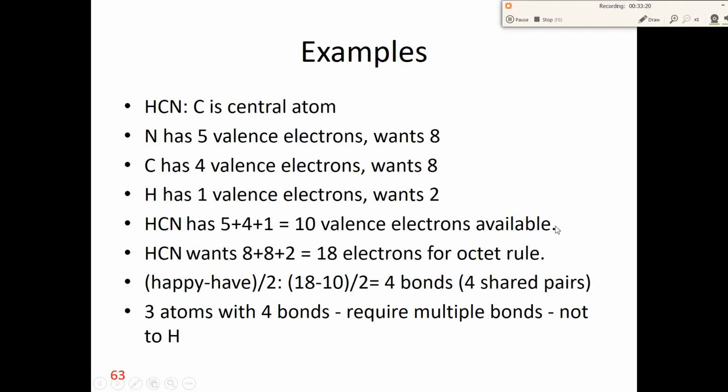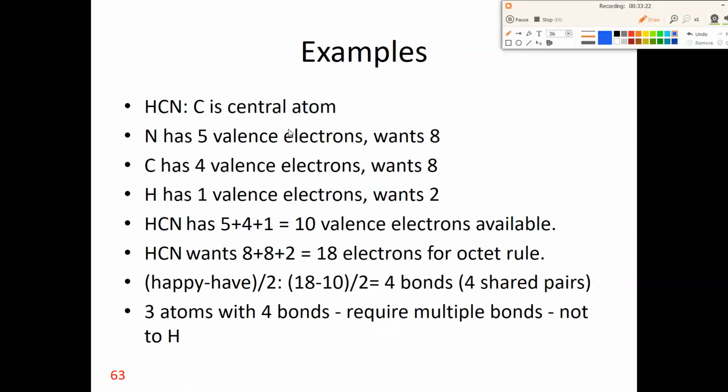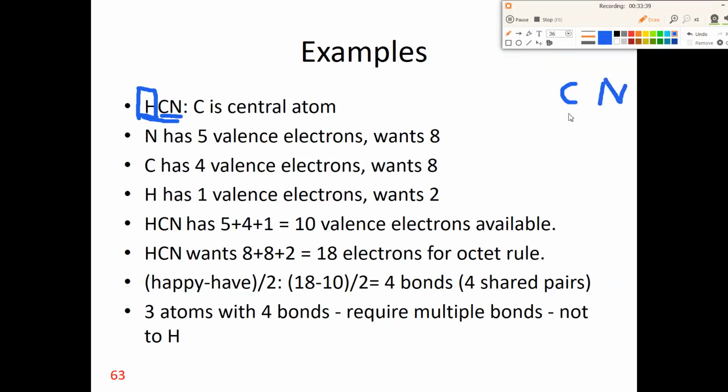Right, here's the example: HCN. Remember, hydrogen is always terminal, so we don't need to worry about hydrogen. So between carbon and nitrogen, which remains central? Just check the periodic table: carbon is on the left-hand side, so carbon is central, right? Or you can compare electronegativity: carbon is smaller than nitrogen, so carbon is central.